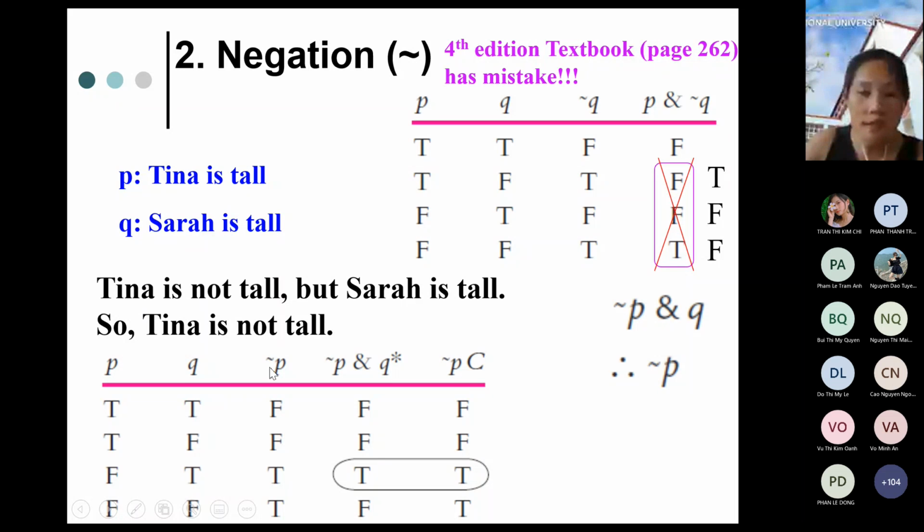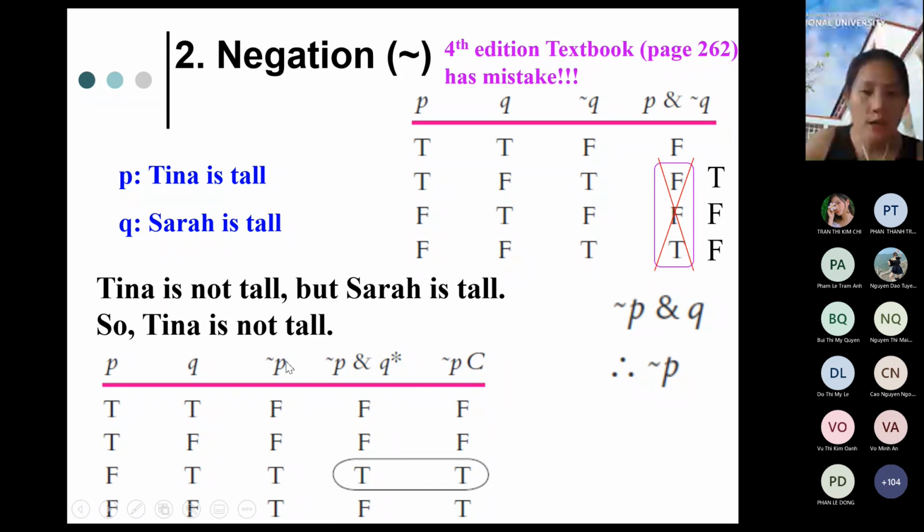Okay, so we need to take the negation of P first in order to make the conjunction for the premise. That is the conjunction of negation P and Q. So the third and the second column make the fourth column. And then for the last column, we copy the negation P because this is our conclusion. So you know how to fill in already.